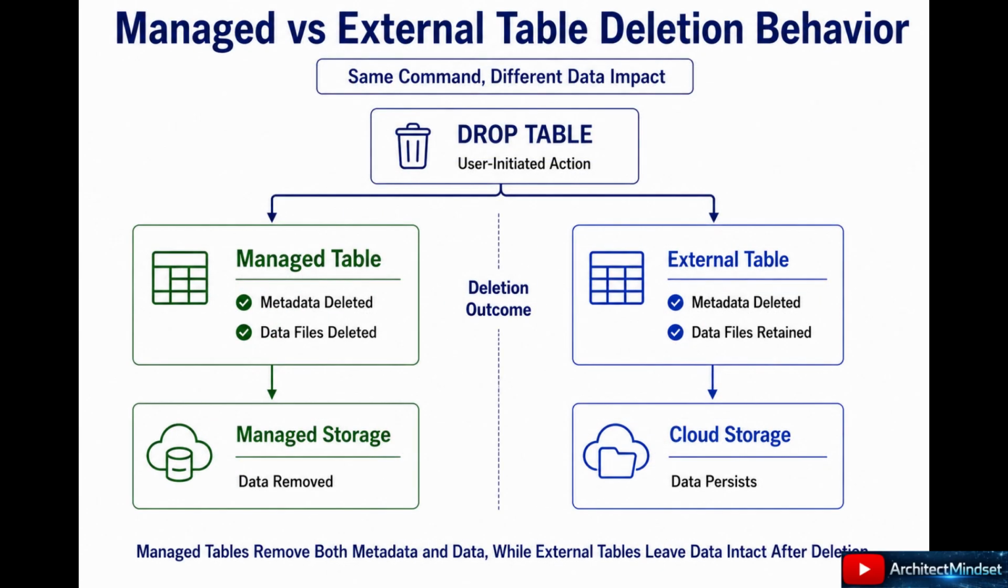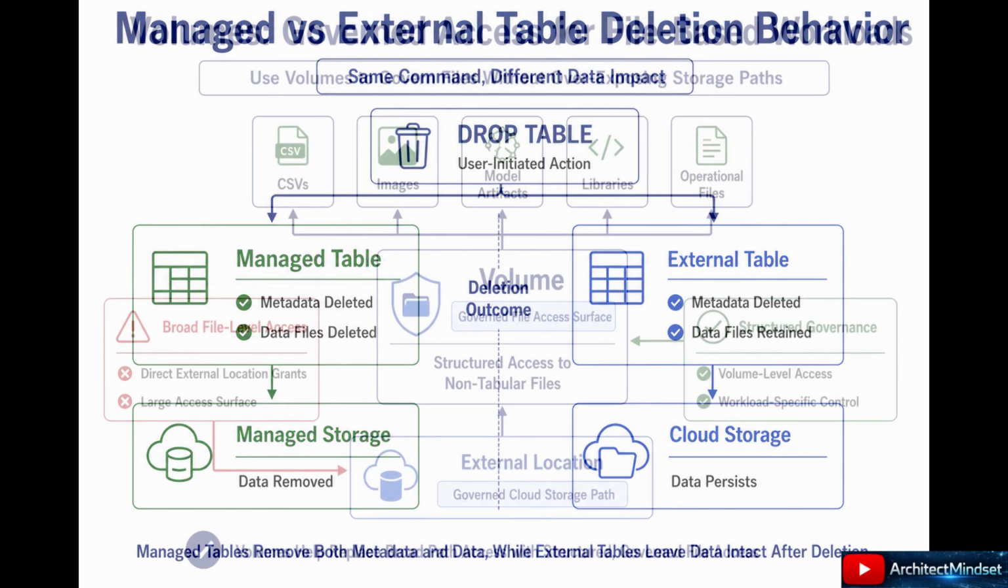When you drop a managed table, Unity Catalog deletes both the metadata description and the physical cloud files. But when you drop an external table, the table metadata is removed, but the underlying data file remains in cloud storage and must be managed separately.